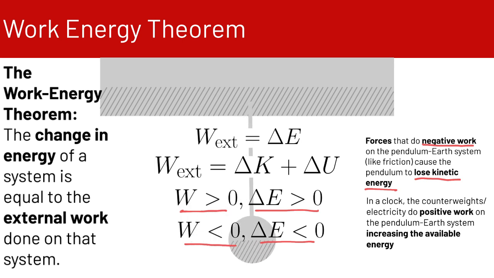In a clock, the counterweights, or electricity, do positive work on the pendulum Earth system, increasing the available energy. So they keep the pendulum swinging even though there's friction, which causes the pendulum to lose kinetic energy.